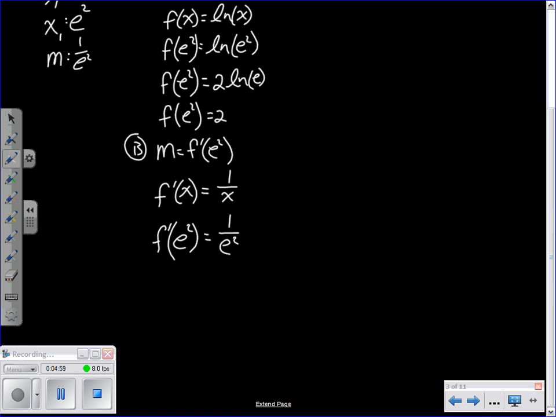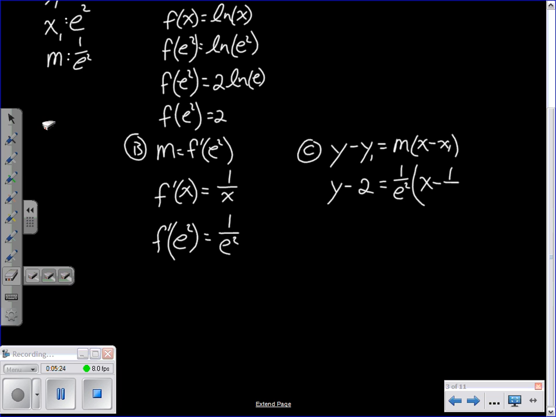The last thing to do is to put it all together using the standard form for a linear equation. So y minus y1 equals m times x minus x1. So I have y minus my y1 value, which was 2, equals my slope, 1 over e squared, times x minus e squared. And that's it. So this is the way that you would find the equation of a tangent line using the standard form for linear equations.